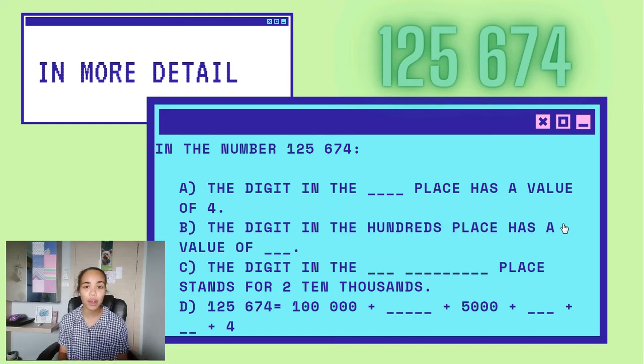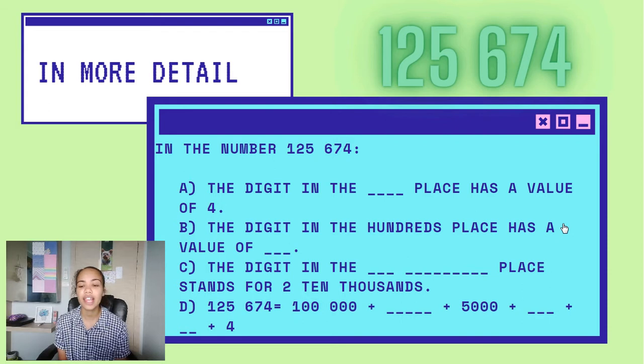Okay, so in the number 125,674, the digit in the what place has a value of 4? 1, 2, 3, 4. Where do we have a value of 4? Which place value? Okay, if you can't spell, if you don't know, go use your grade 5 textbook. Okay, it's the same. The only new place is the 100,000s. Okay. So let's move on.